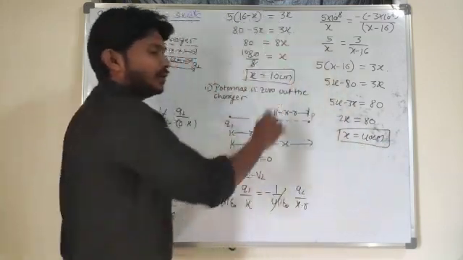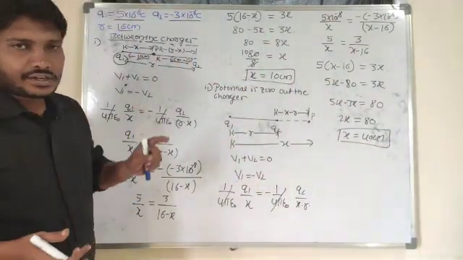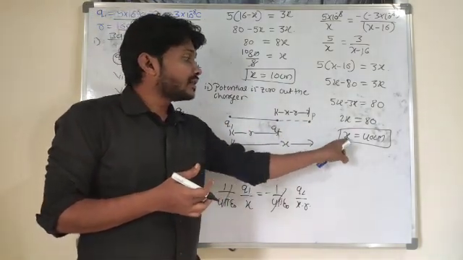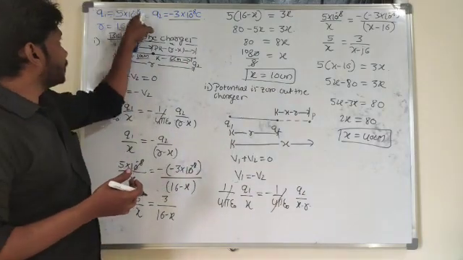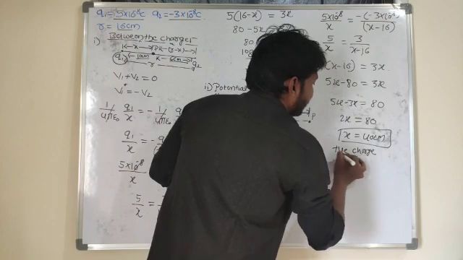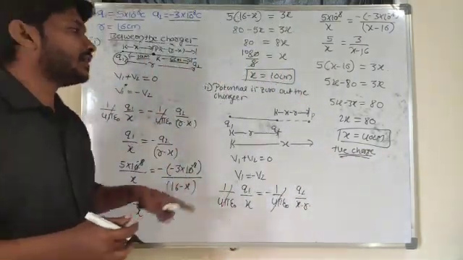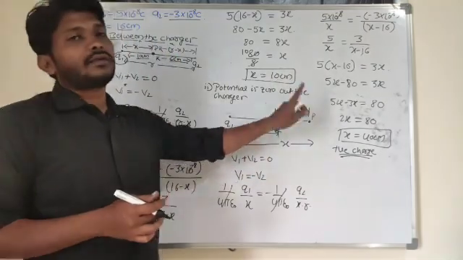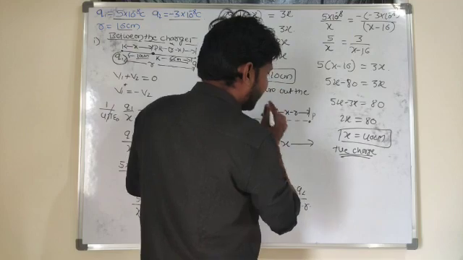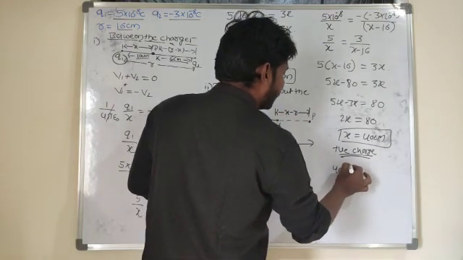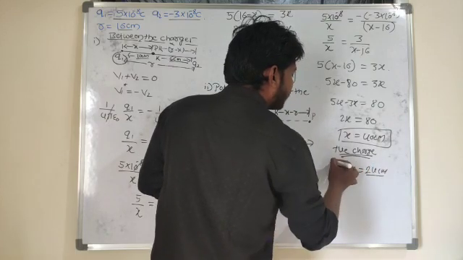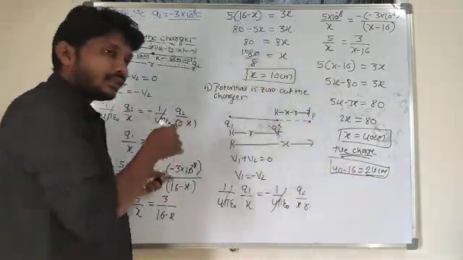So look here, outside the charges also there exists a zero potential. At what distance does zero potential exist? At a distance of 40 centimeter from the positive charge. Then at what distance from the negative charge? For the negative charge it is x minus r, 40 minus 16, so that is 24 centimeter from the negative charge.